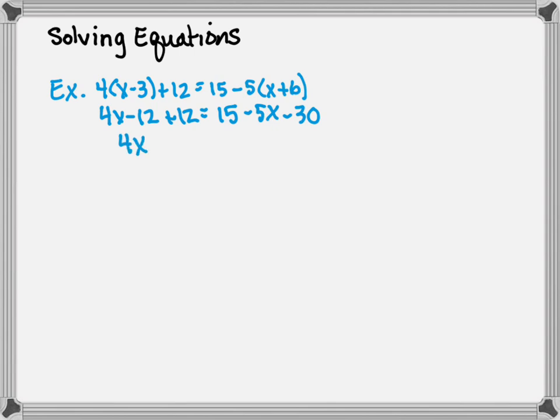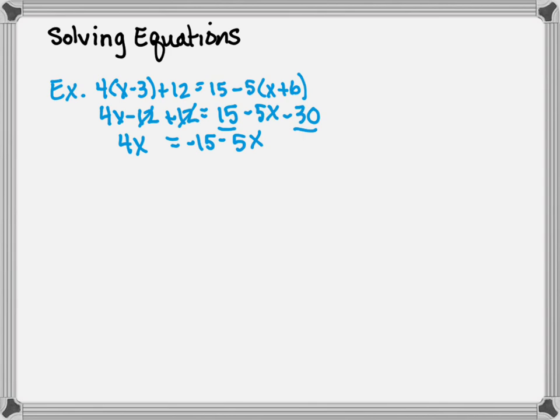Now we'll combine like terms. So on the left, I only have one term with an x, so 4x. And then the negative 12 plus the 12 combine together to form a 0, so they cancel out. Then we have equals, and then we have 15 minus 30, negative 15, and then minus 5x.